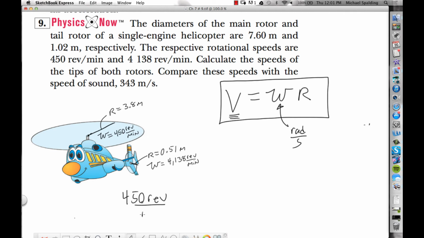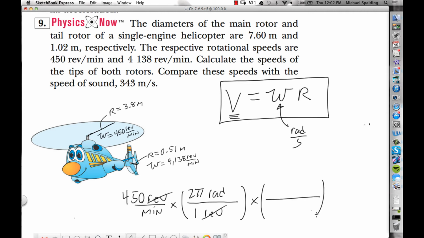So we got revolutions per minute. How do you convert that to radians per second? Well, like this. 1 revolution is what? 2 pi radians. The revolutions cancel. Minute goes up here. We want to cancel the minutes and go to seconds. That's 60 seconds. So for the big one, this comes out as 47.12 radians per second. So this angular velocity is 47.12 radians per second.